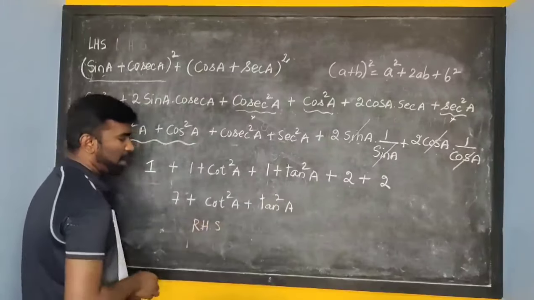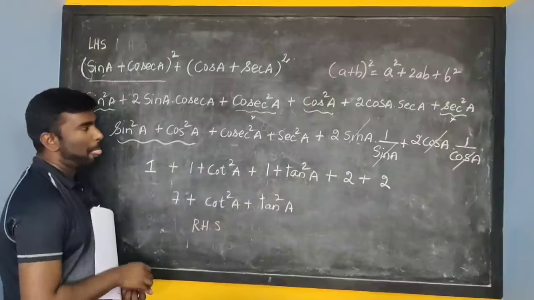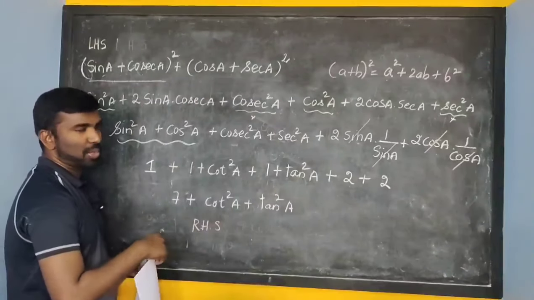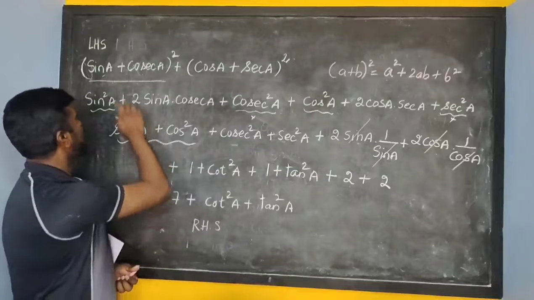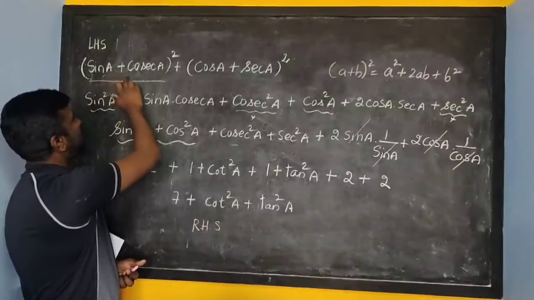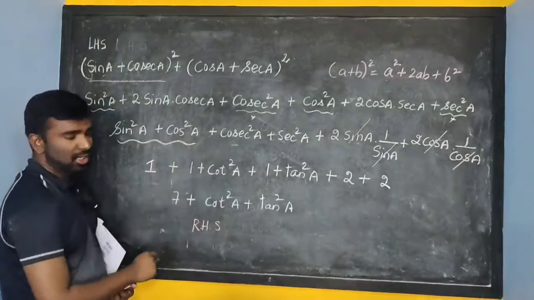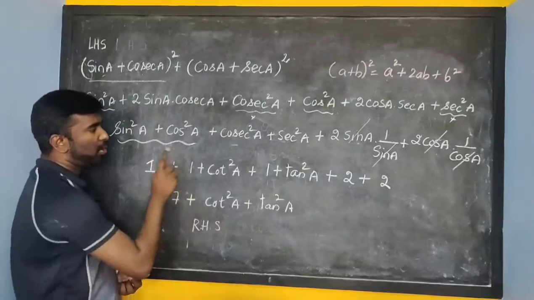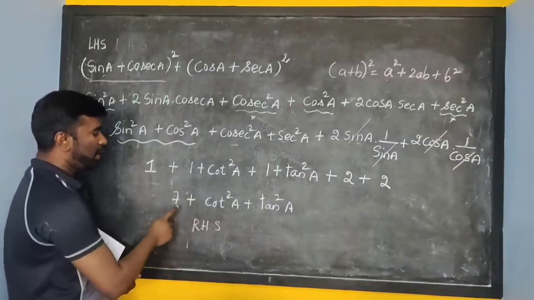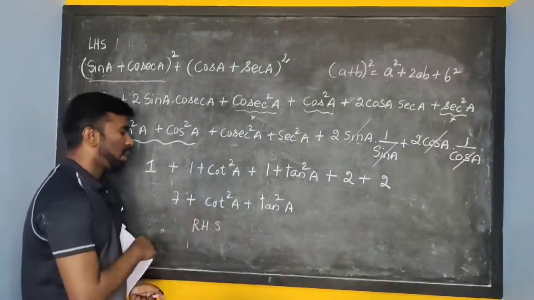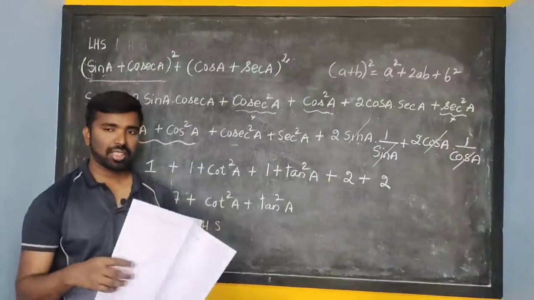Very simple 3-mark question. You can expect this question for your exam. Use the A plus B whole square formula, rearrange the terms, simplify and use all the three identities. You will get the RHS: 7 plus cot square A plus tan square A.